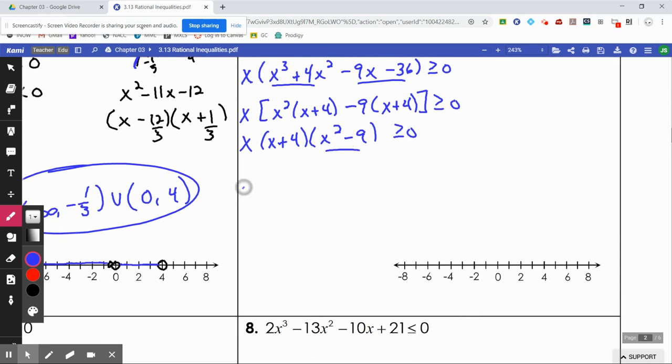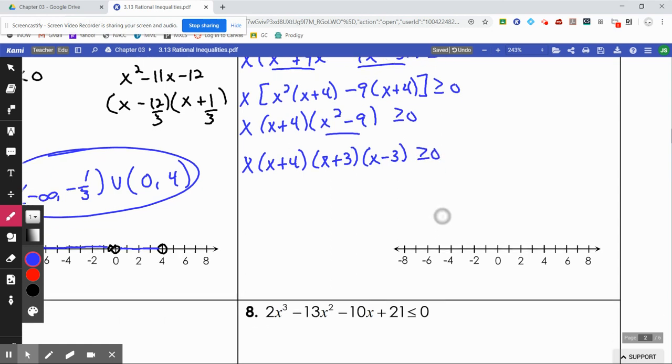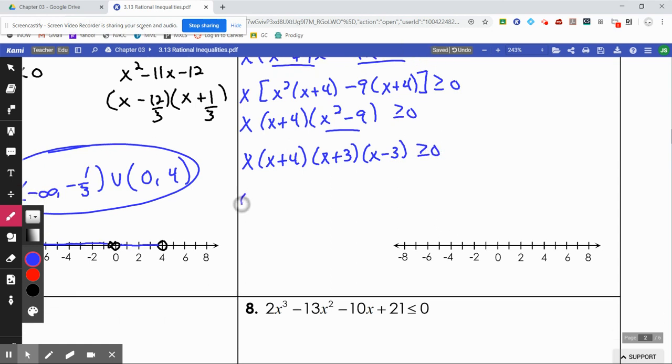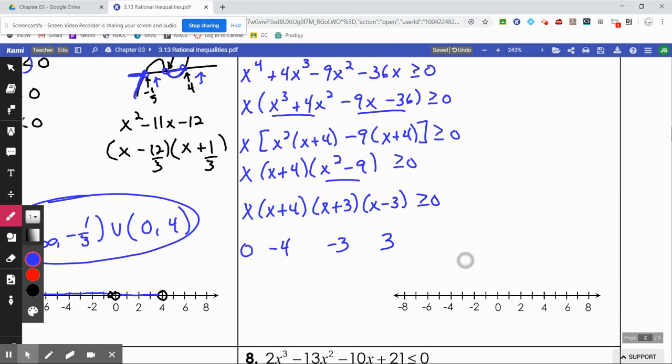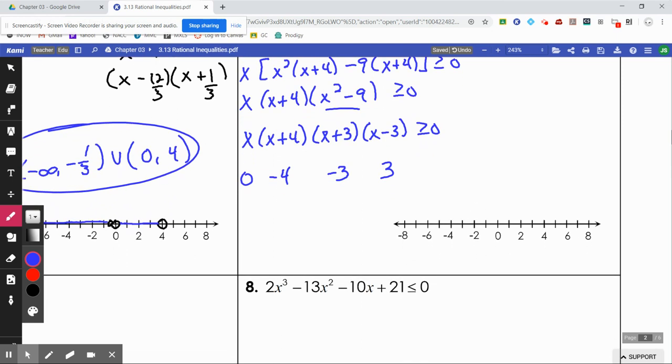This is a difference of squares. Difference of squares factors into conjugates, so x plus 3 and x minus 3. So therefore your zeros are 0, negative 4, negative 3, and positive 3. So this is going to be a closed circle since it's or equal to at 0, negative 4, negative 3, and positive 3. Now we've got to find some values to test.